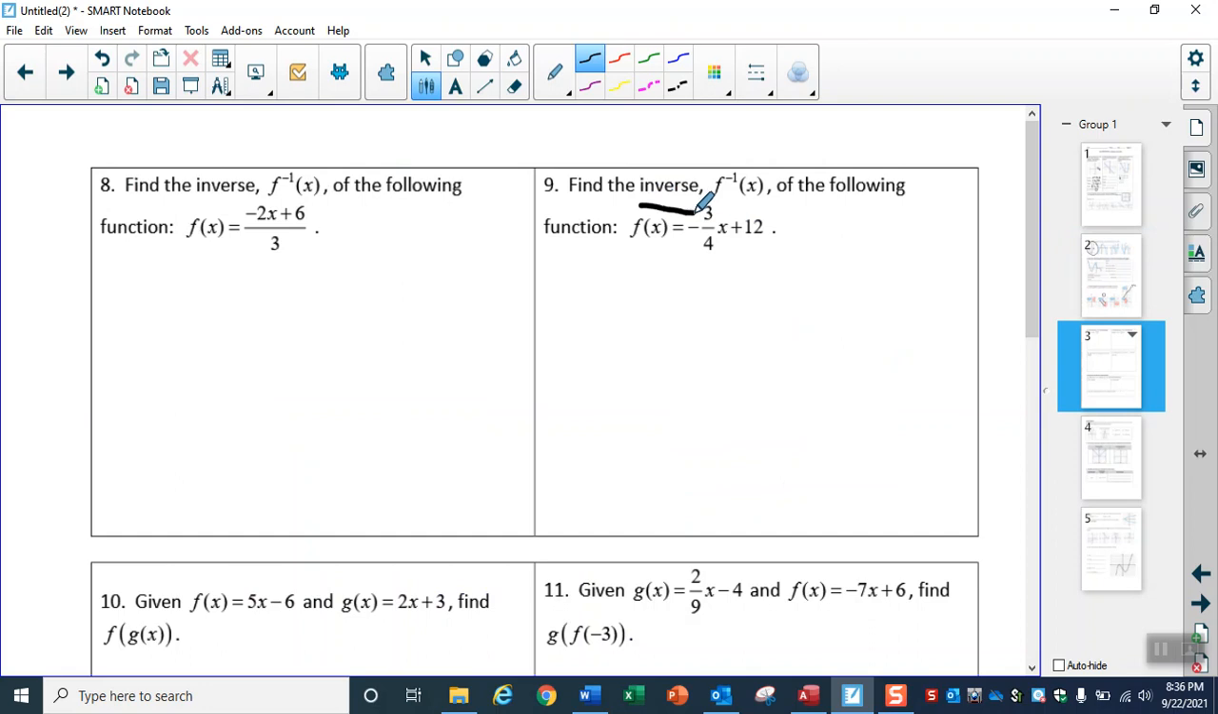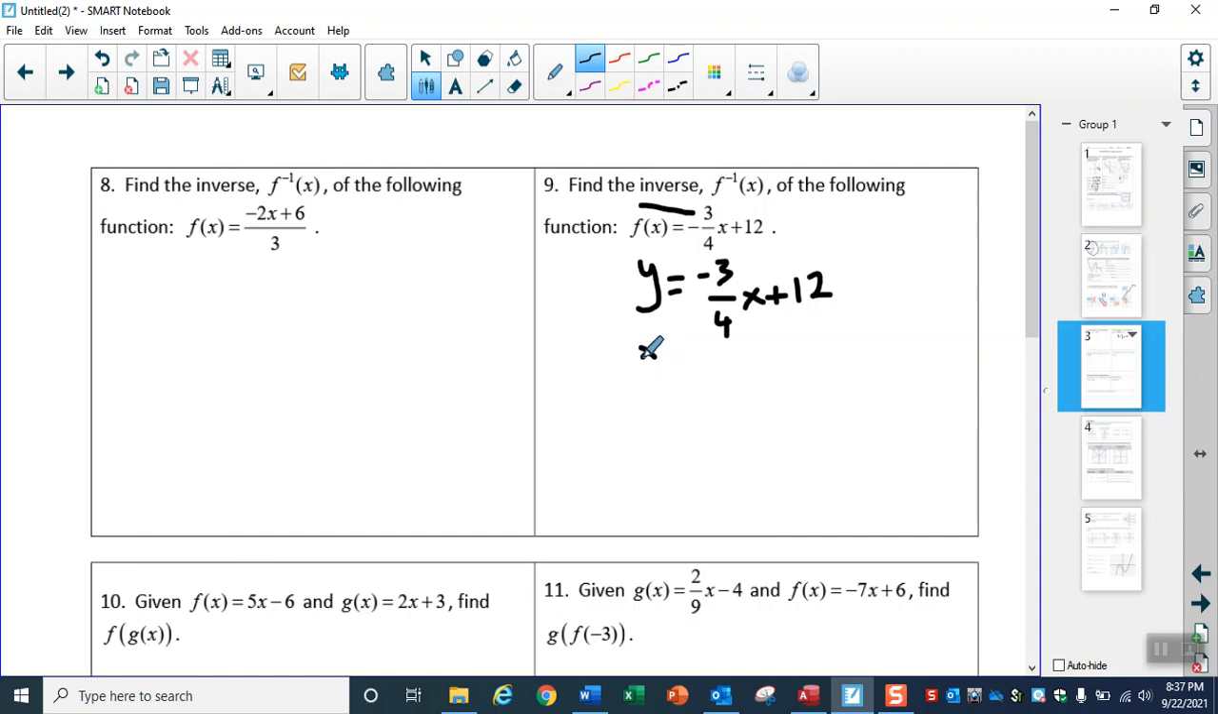So I'm looking for the inverse. All right, so I'm going to switch my x and y's, right? F of x means y equals -3/4 x plus 12. All right, f of x means y. Now I'm going to switch the x and the y.